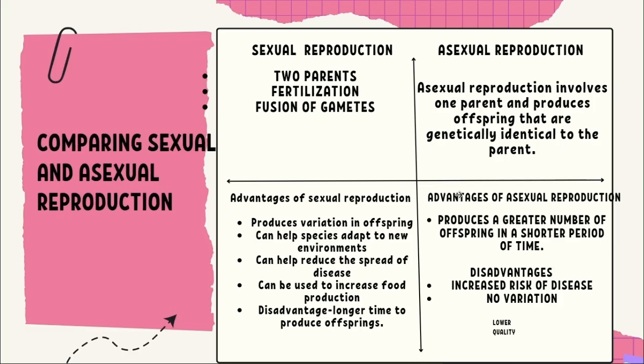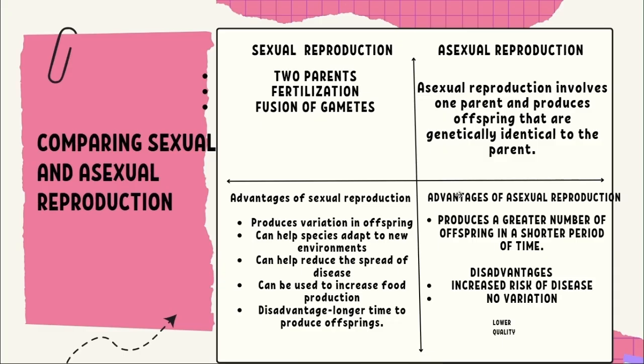during that 9 month period, like a lot. So you can basically see the difference. Yeah, so the disadvantage of asexual reproduction is that they have an increased risk of disease and also no variation, and overall they're kind of, what should I say, a lower quality. It's almost like copy and paste, copy and paste, copy and paste.